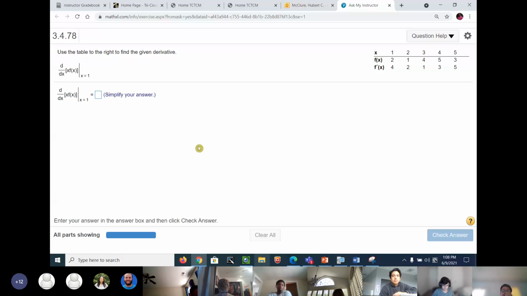Okay, I have no idea. I've got to figure this out. I've never seen this question before in my life. Use the table to the right to find the given derivative. I have no idea how to do this. I've never seen derivatives in a table before. Has any of y'all ever seen a question like this?